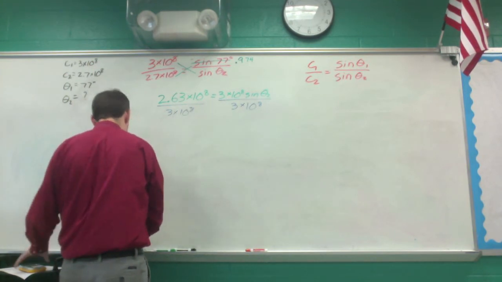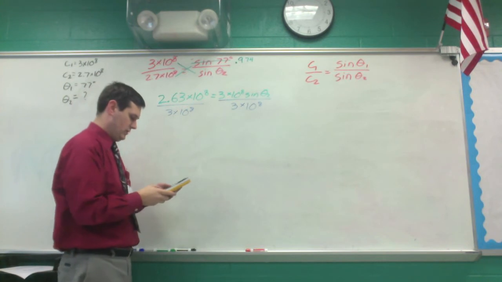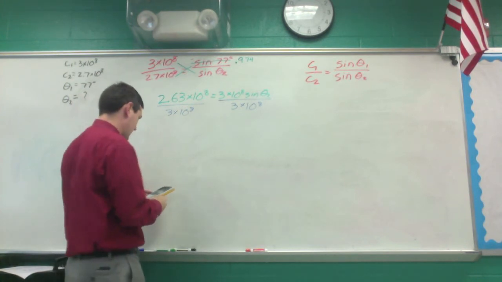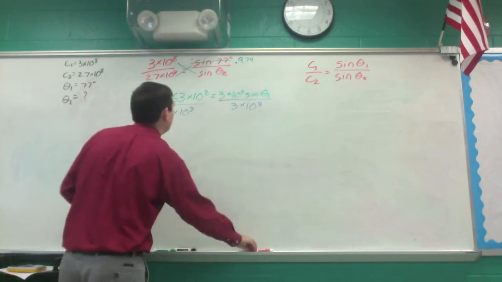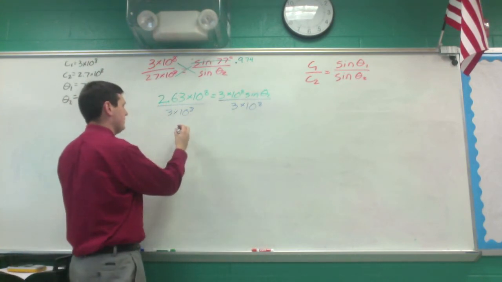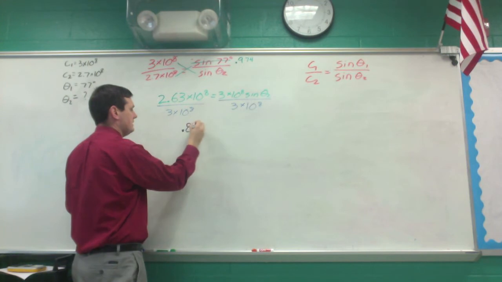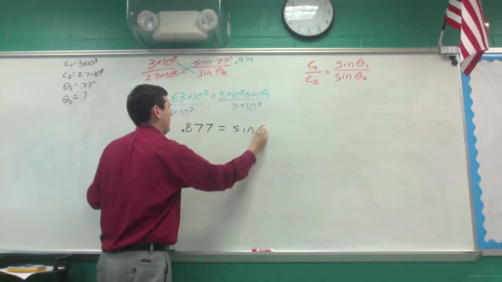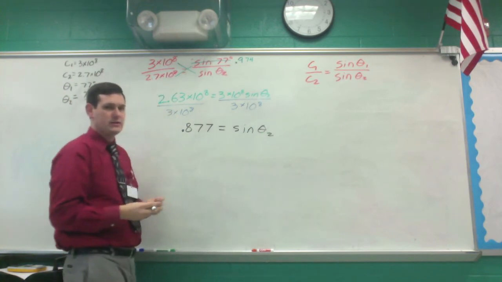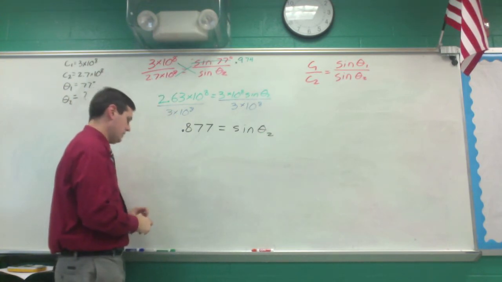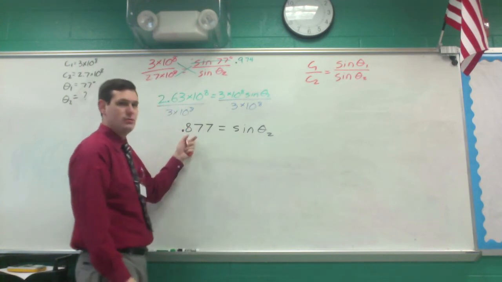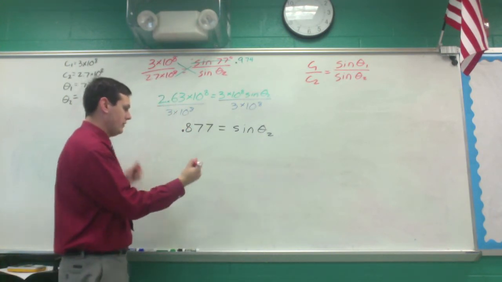Okay, so we divide 2.63 times 10 to the 8th divided by 3 times 10 to the 8th, we get 0.877. So this becomes 0.877 equals the sine of theta 2. Once we know the sine, now we need to find the angle. We don't have the angle, but we do have what the sine equals, which means we can use inverse trig.